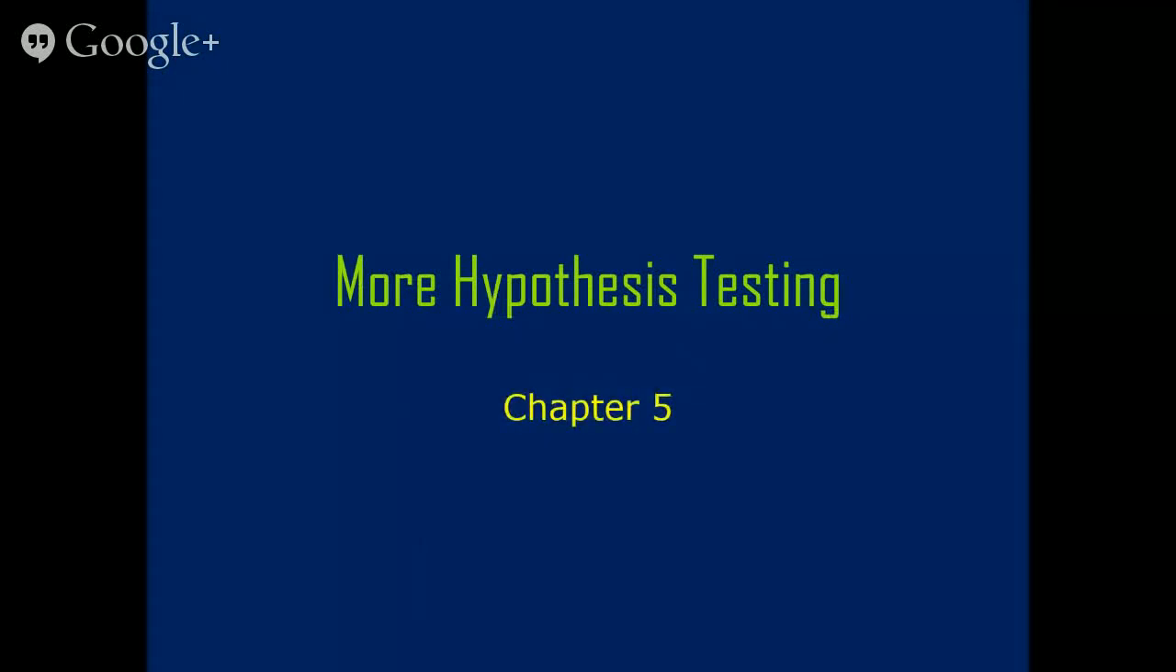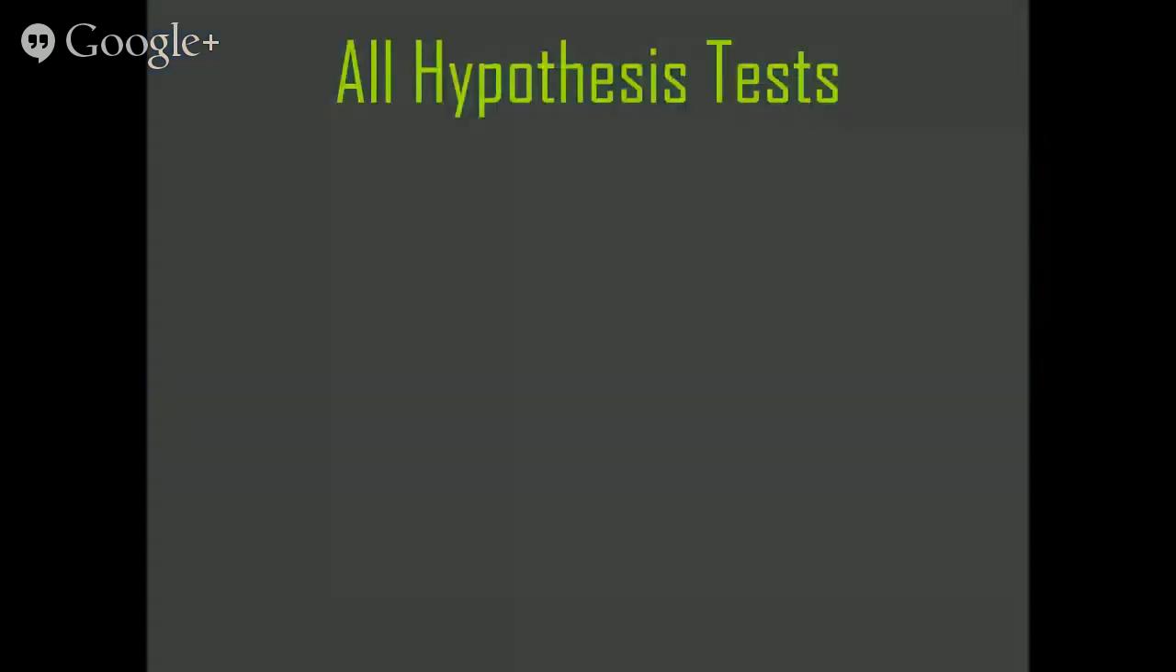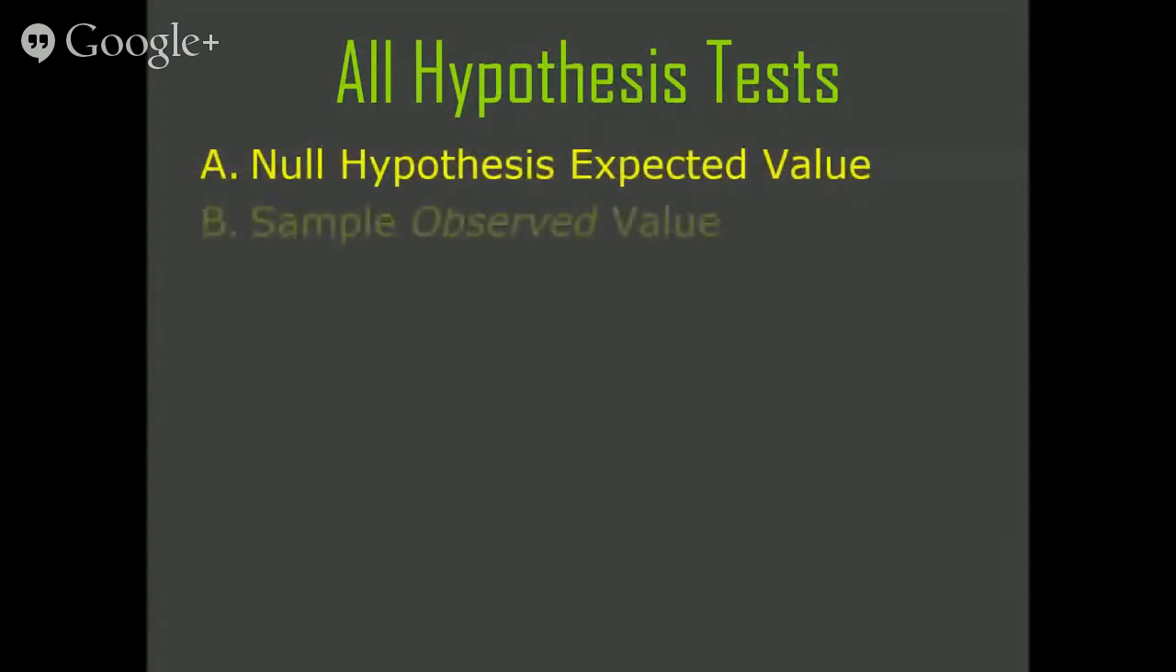So, hypothesis testing. We talked a little bit about hypothesis testing at the end of chapter 4, where we talked about confidence intervals, but now let's get into it a little deeper. All hypothesis tests have these two pieces at a minimum. You have some null hypothesis expected value, and the technical name of a hypothesis test is usually a null hypothesis test, and there are some jokes about that. And then you have a sample observed value.